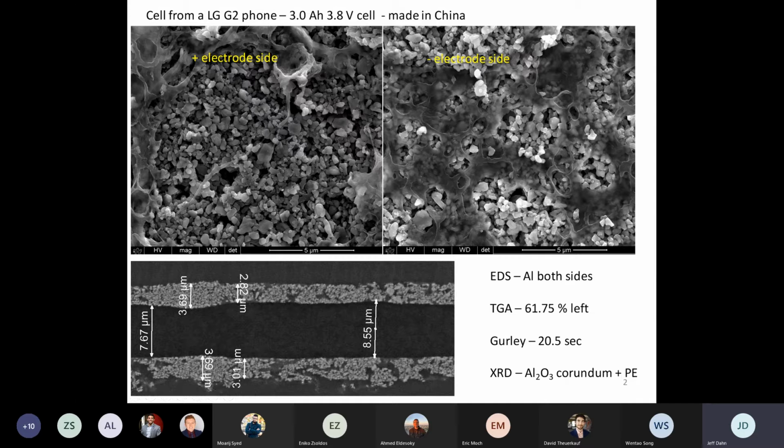And this turn of events, this introduction of ceramic coated separators, really improved the safety of lithium-ion cells a lot. It was a really big deal.